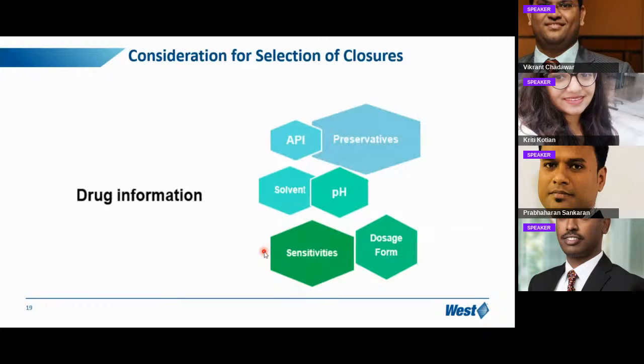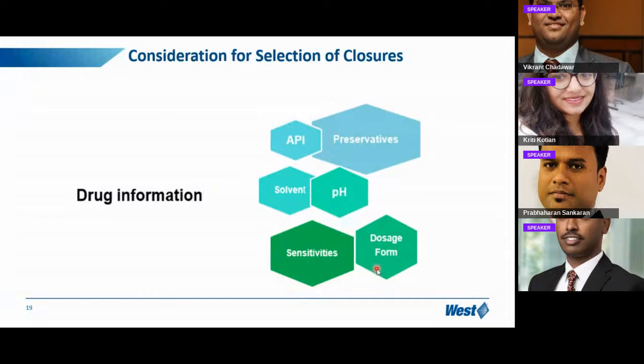Consideration for selection of closures. Like I mentioned, this is a very important step. As technical customer support, whenever we interact with any pharma companies, we generally check what kind of API it is, whether it is acidic or basic, what the characteristics of that API are, and what kind of preservative they are adding in the formulation. What is the solvent, whether it is aqueous, oil, or organic or inorganic, and what is the final pH of the formulation.